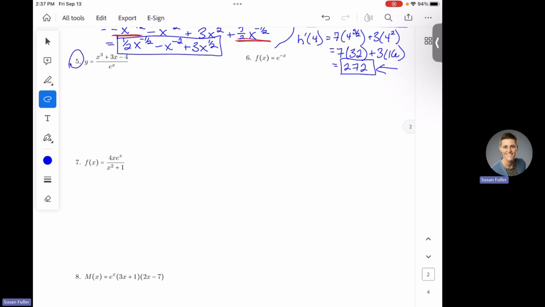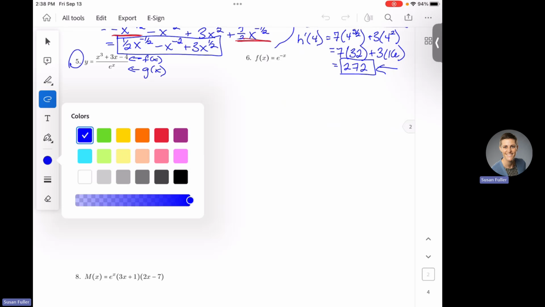Number 5, if we want to do y equals x to the third plus 3x minus 4 all over e to the x. All right, this time I have something with x's in it divided by something with x's in it. I need a quotient rule for that. So to do the quotient rule, you're going to call the thing on top your f of x. You're going to call the thing on the bottom your g of x.